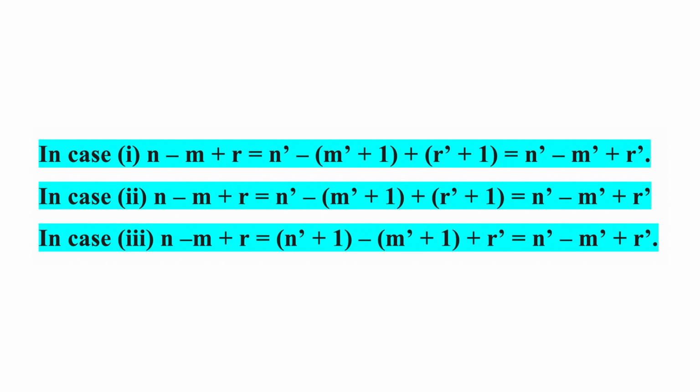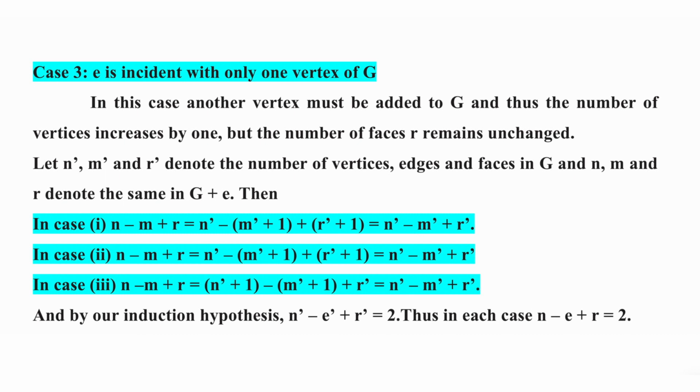In case 2, n minus m plus r is equal to n' minus (m' plus 1) plus (r' plus 1), which equals n' minus m' plus r'. In case 3, n minus m plus r is equal to n' plus 1 minus (m' plus 1) plus r', which is equal to n' minus m' plus r'. And by our induction hypothesis, n' minus m' plus r' is equal to 2. Hence, in each case n minus m plus r is equal to 2.